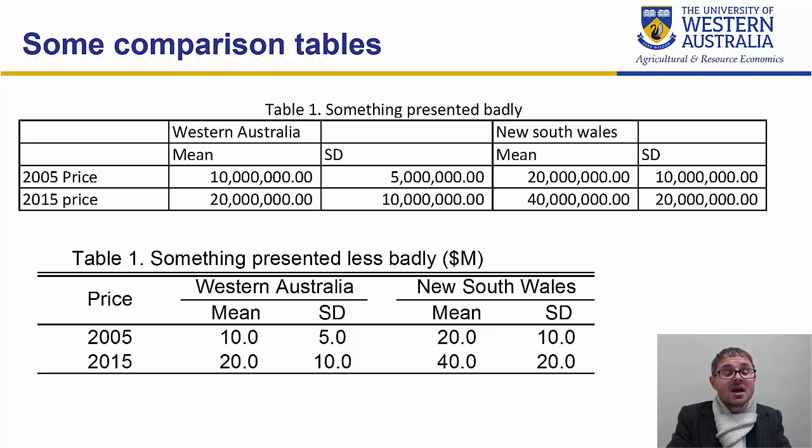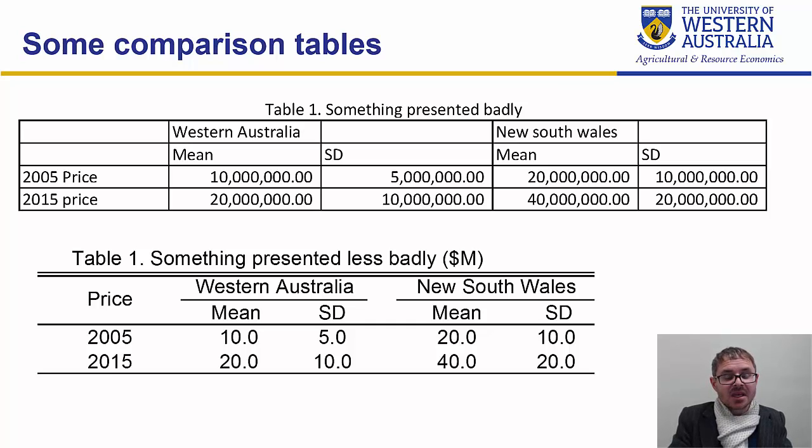The values are grouped with New South Wales and with WA. It's the mean and the standard deviation, which are the things that we're often interested in. And the data's been transformed to be expressed in millions. So we just want to avoid bad looking tables, I guess.